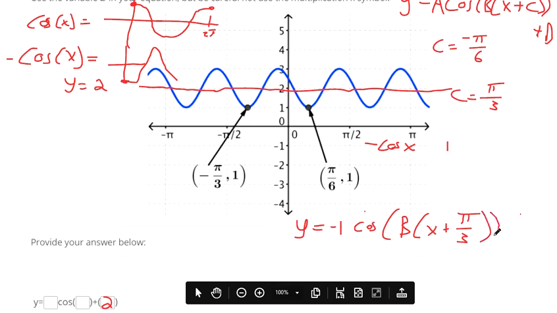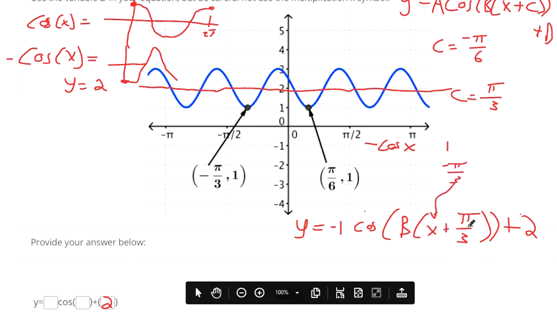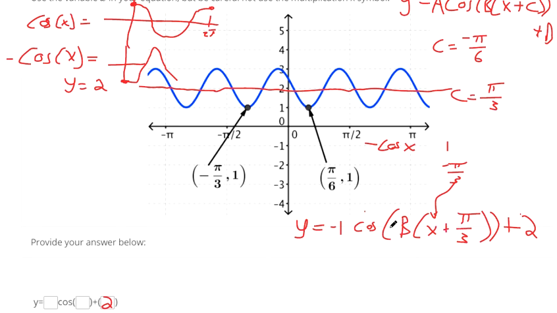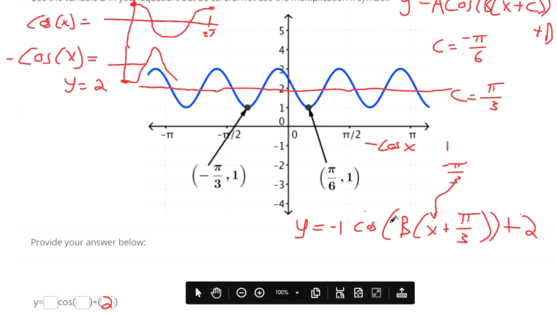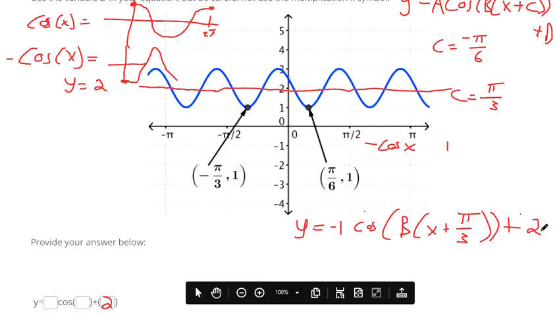And now you might be questioning the positive sign too, like why is that a plus? The reason why this is a plus in between is because everything's kind of reversed in our heads. Like if you plug in negative pi over 3, plus pi over 3 makes 0, and 0 times b makes 0, and then cosine of 0 is 1, and then 1 times -1 makes -1. -1 plus 2 gives us 1. It makes this dot happen. Okay, so whatever you do, you can always go right back to the points that you have available, plug them in, and make sure it's still matching with what you got going on with the graph.